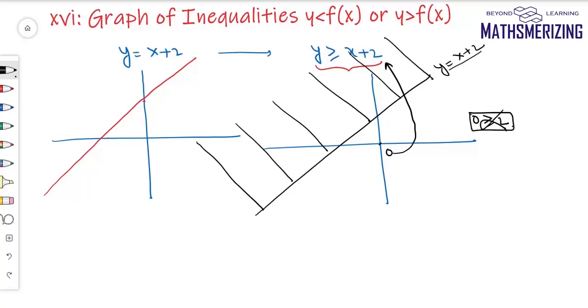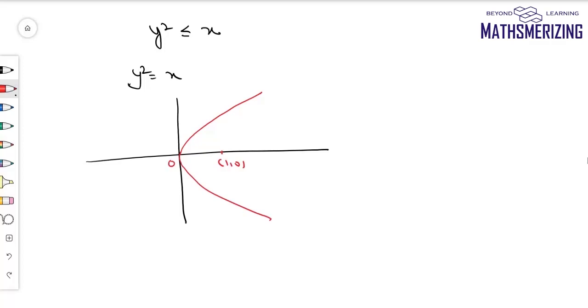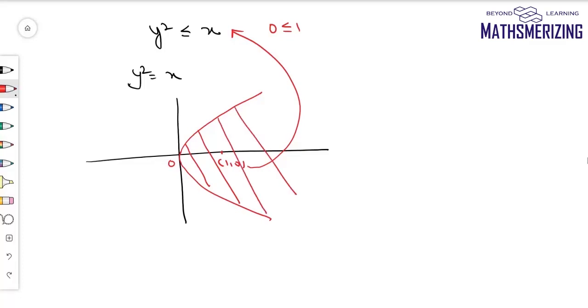I'll take up another example. Say I need to draw this region: y square is less than or equal to x. My basic graph here is y square equals x, so I'll draw this graph. Now, because the origin already lies on this graph, I'll choose another point, maybe this point 1, 0. I'll put it there. If I put y as 0, I get 0 is less than or equal to 1, which is true. That means my region will lie inside the parabola. So y square is less than or equal to x is the region inside this parabola.